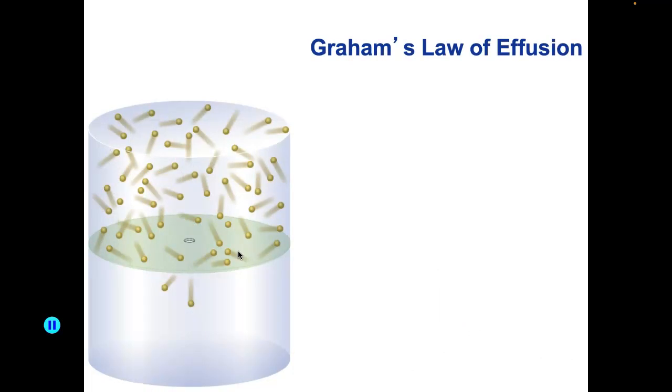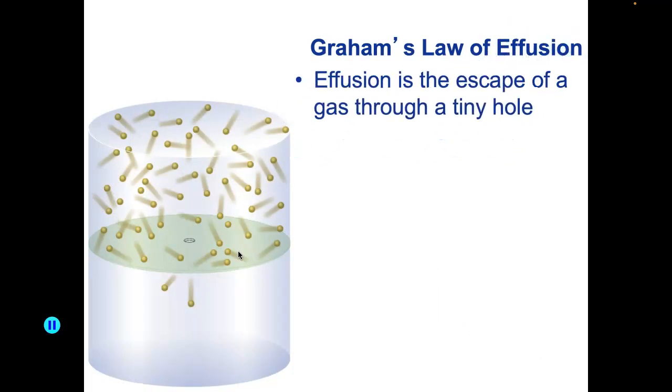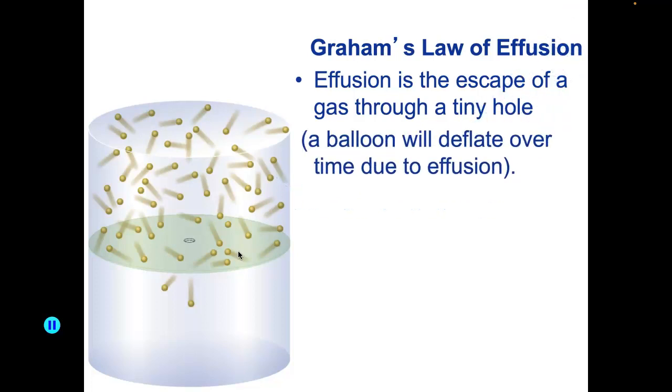Okay. Next, we're going to talk about Graham's law of effusion. Effusion is the escape of a gas through a tiny hole. An object that you're probably familiar with that uses effusion is a balloon. If you go to the store and you buy a latex, or sometimes we call them rubber balloons, and you get it inflated with helium, you'll notice that after about a day, it'll deflate a lot. And this is due to effusion. So what that means is on the sides of the balloon, there's little pores or holes. And so some of that helium is able to leave through those holes, and it causes the balloon to look deflated.